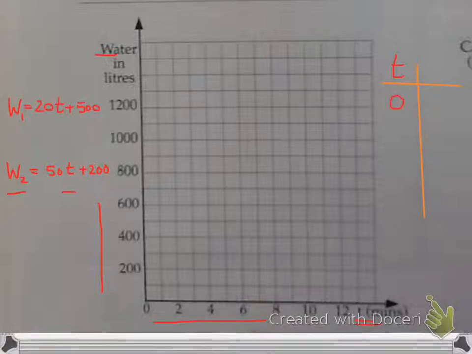I'm going to put 0, 4, 8 in. I'll start with those three, and maybe I'll put another one in soon. And then normally I'd put Y here, but instead I'm going to put W. At time 0, we know 0 times 20, we're going to have 500. At 4 minutes, 4 lots of 20 is 80 plus 500, 580. And then at 8 minutes, 20 lots of 8 is 160, and plus 500 is 660.